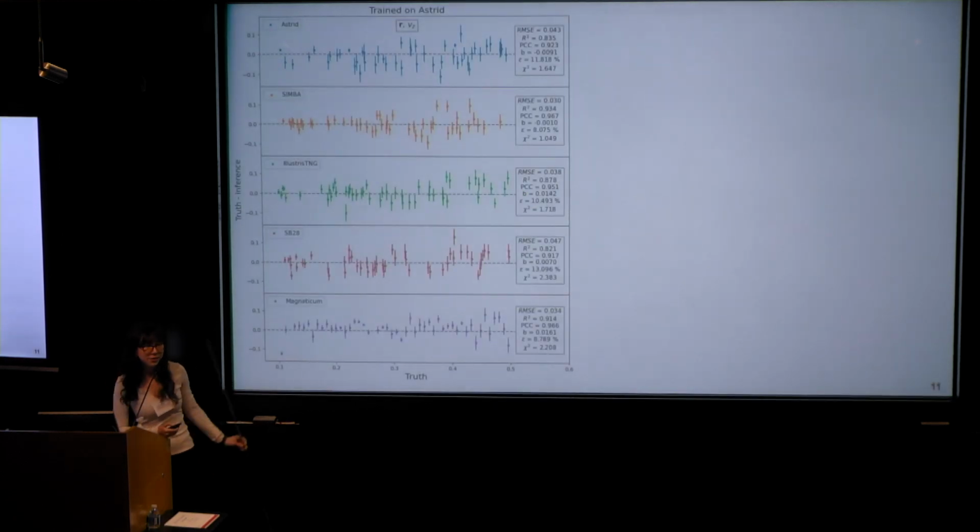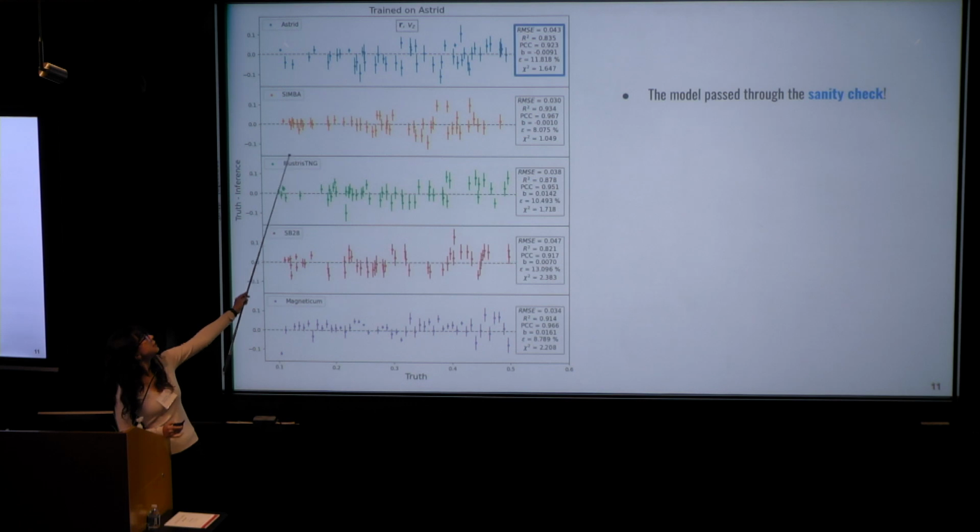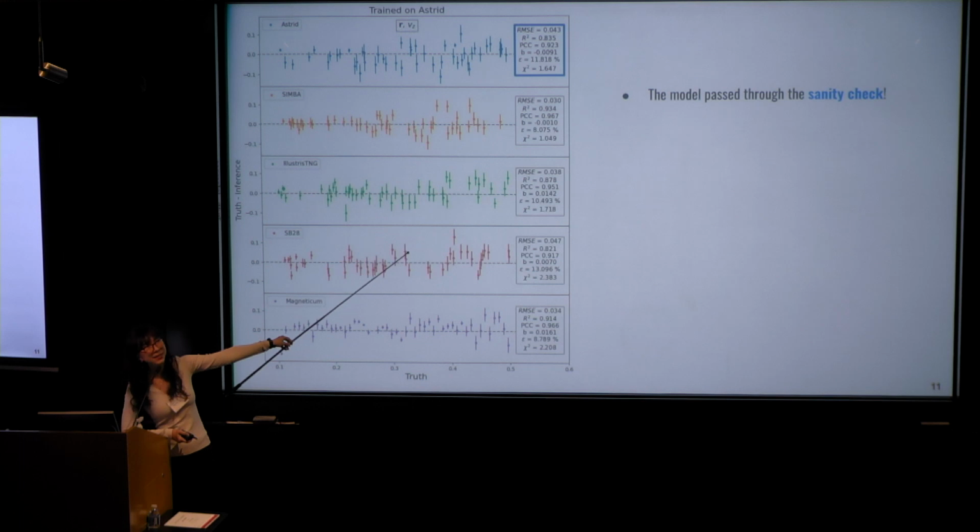So here we have a summary of this work, and you are looking at truth minus inference for values of omega matter, per the true values of omega matter. On the top, you can see the predictions for boxes from Astrid, boxes that the model has never seen before while being trained. And you can see that we have good predictions, so we passed the sanity check.